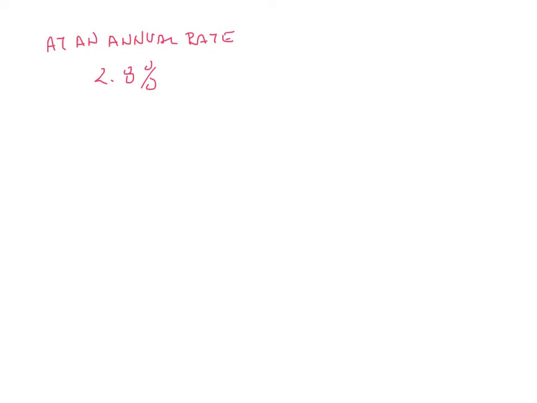The numbers are reported as either seasonally adjusted or not seasonally adjusted. It'll be written as SA or NSA. So, seasonally adjusted or not seasonally adjusted.